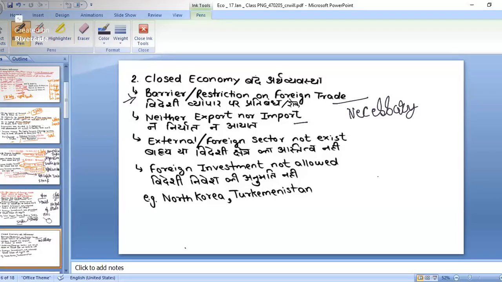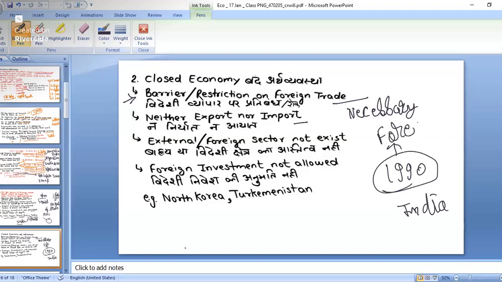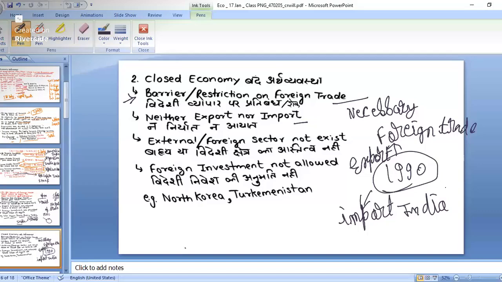Like if you see in the case of our country, India, before 1990, what were we doing? We were not doing foreign trade. We were not doing export at that level. That time export was not there, only import we were performing. So that time our country was part of a closed economy. But now export and import, everything is there, so now we have become an open economy.